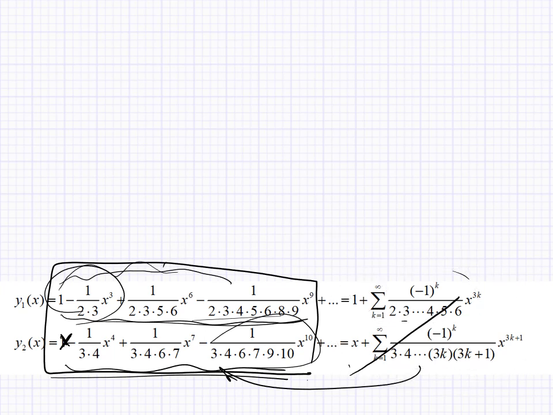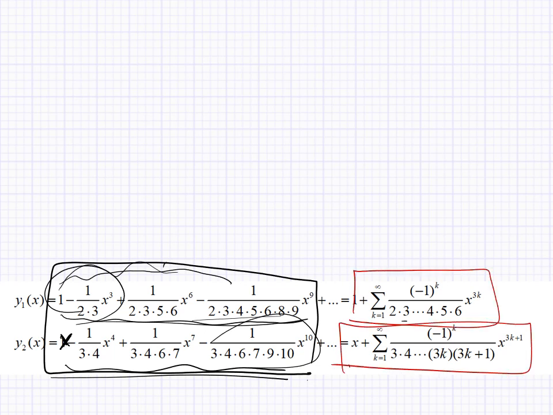However, when you look up your answers in your book, the book is going to say, here's one answer and here's another answer. So you're going to have to figure out whether what you have is the same as this.